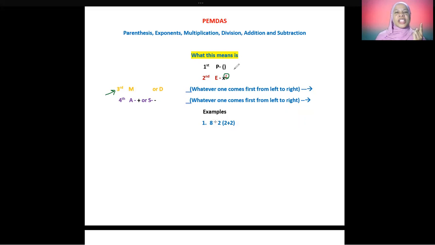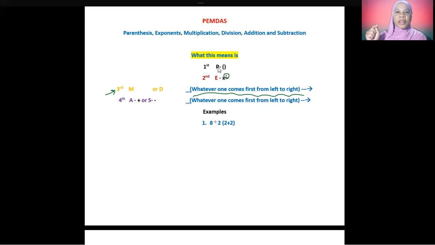So is it multiplication or division? What does it depend on? It depends on whichever one comes first from left to right. One trick you can do is that just like you read in English, we read from left to right. When you're comparing multiplication and division, you go from the left over to the right, and whatever your little finger touches first, that's the operation that you do.